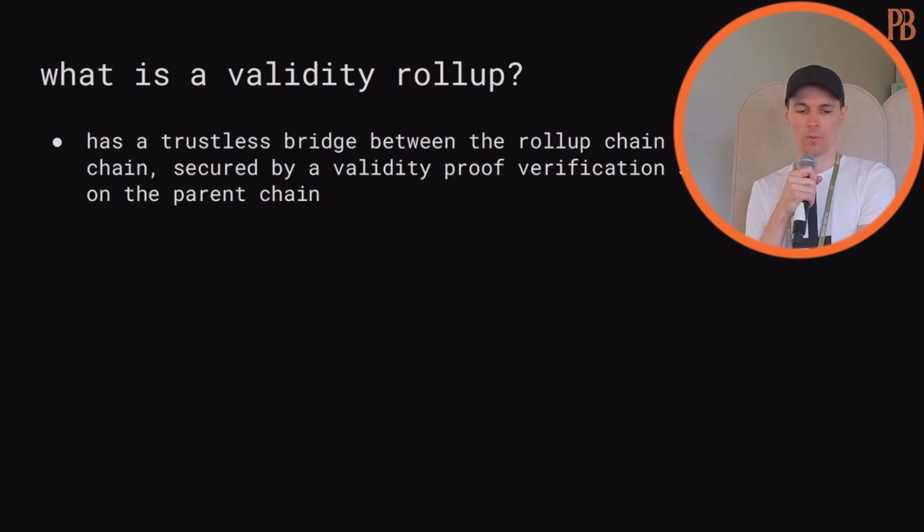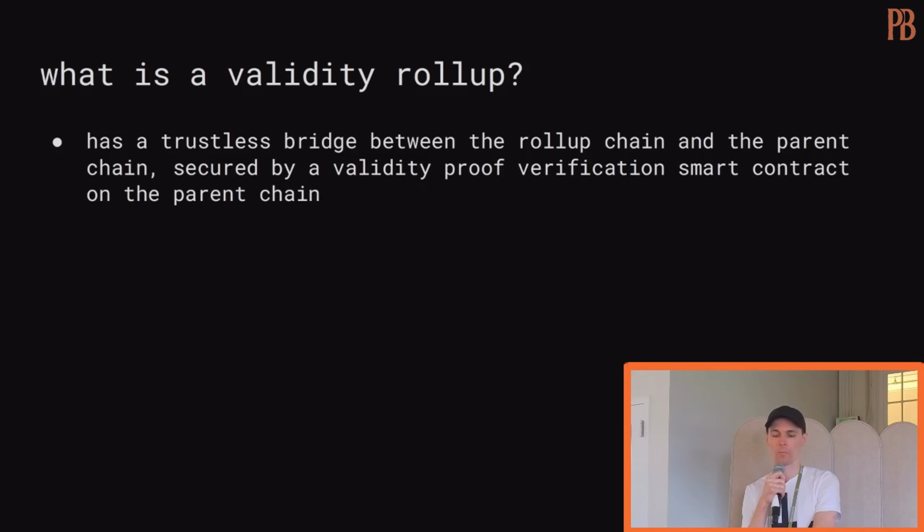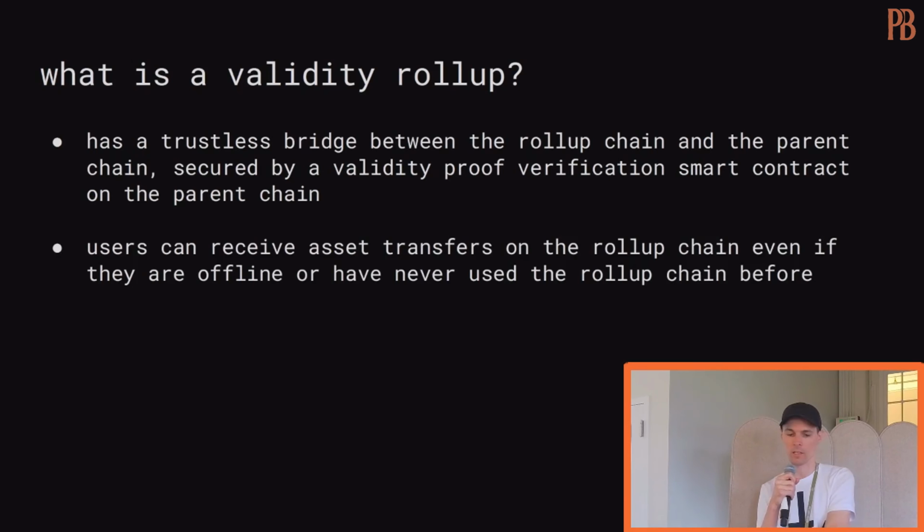So what is a validity rollup then? A validity rollup has a trustless bridge, using this smart contract on the parent chain, between the rollup chain and the parent chain that is secured by a validity proof verification smart contract. What that means in particular is that for every checkpoint that the rollup is putting on the parent chain, it is giving that checkpoint to the specific smart contract, and it's also providing this cryptographic validity proof to the smart contract to prove that the checkpoint and all of the rollup transactions in the checkpoint are valid.